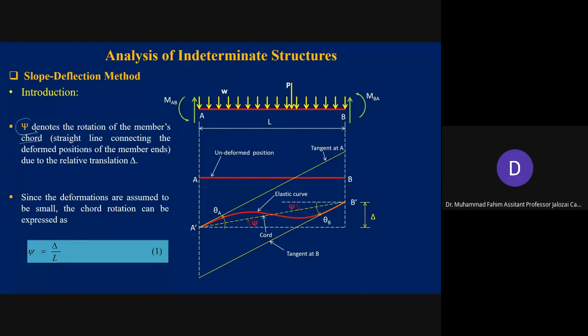How do you pronounce this? Chi or psi, sir? Chi or psi? Like this, psi and chi, I think. So let's call this chi. This chi is the rotation of this chord.